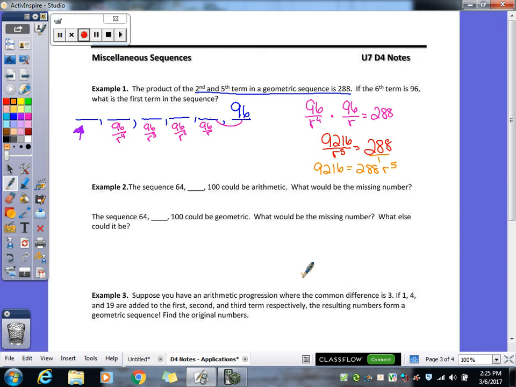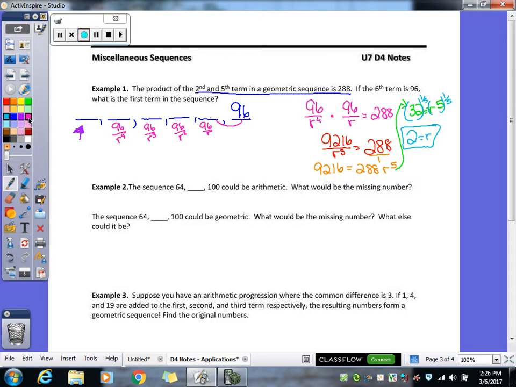So my 9216 equals 288 r to the 5th. So I'm going to divide by 288. When I do that, I'm going to go up over here. I get 32 equals r to the 5th. So then I do my reciprocal power. I'm going to raise this to the 1/5 power. So I now have that my r value is a 2.